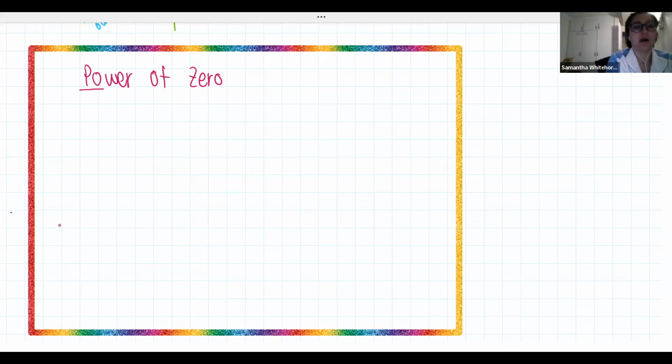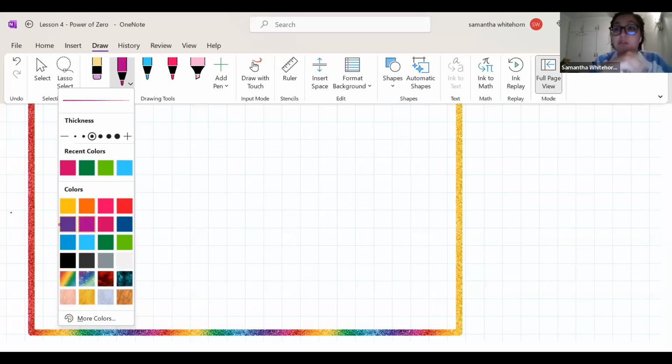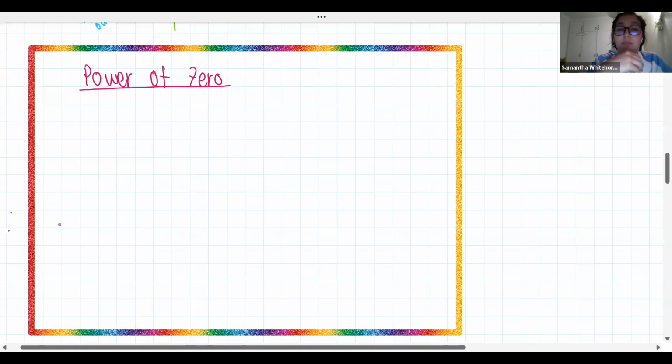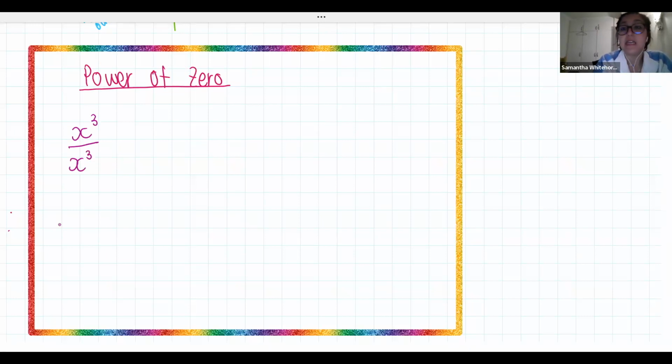Right, when we are dealing with the power of 0, it's very important to understand why the power of 0 results in the answer it does. So for us to do that, I'm going to hopefully explain this in a way that will make sense for why x to the power of 0, or anything to the power of 0, is what it is. All right, so if we have, for example, x to the power 3 divided by x to the power 3, our exponent laws tell us that we need to subtract the exponents in order to simplify. And so this gives us x to the power of 0. But again, we need to know what that means.